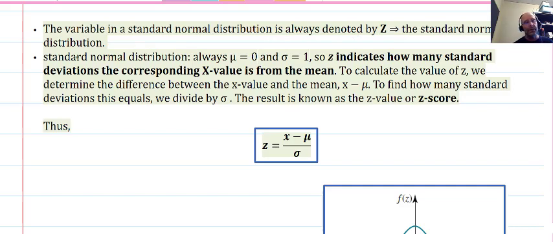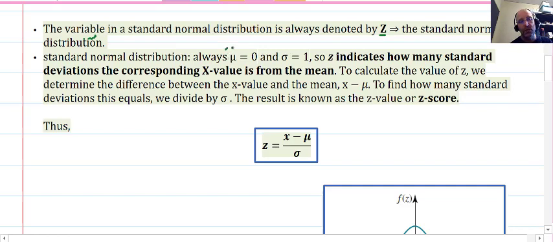Now, a few points here to note. The variable is not capital X, it's Z. Z denotes the standard normal distribution variable. The random variable for a standard normal distribution is a Z. And the standard normal distribution immediately tells us that the mean is always 0. That's important. And just as important, the standard deviation is always 1.